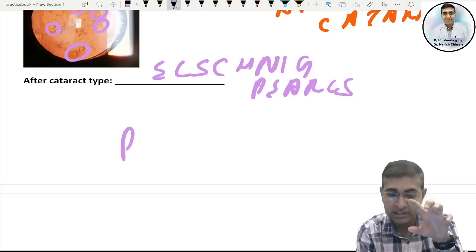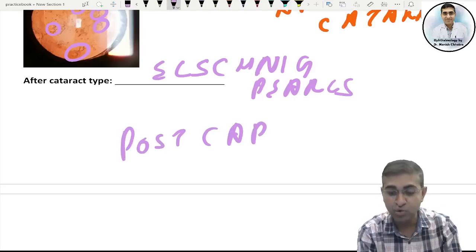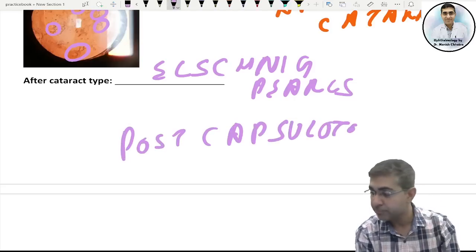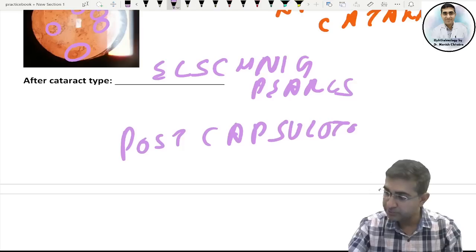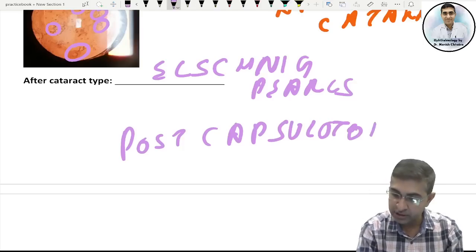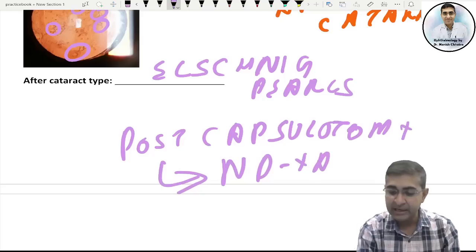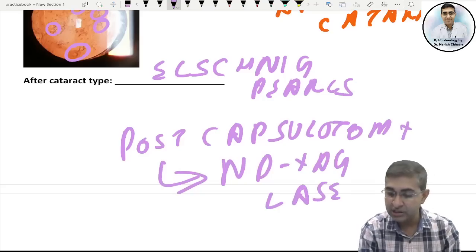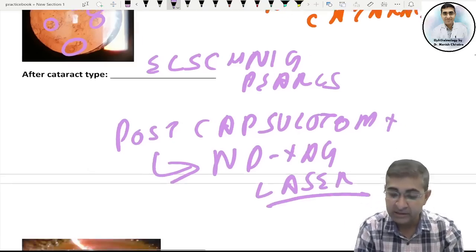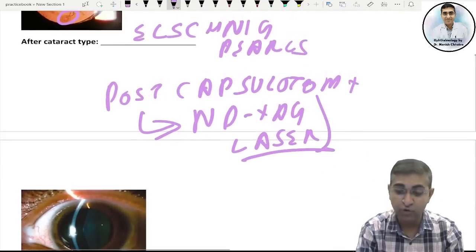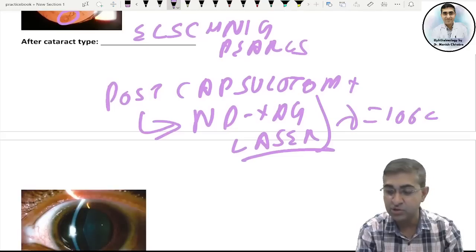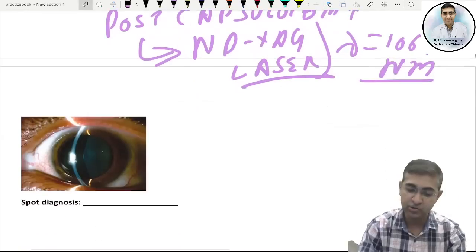So the treatment is posterior capsulotomy. You go for laser posterior capsulotomy. And which laser do you use? ND-YAG laser is used. And what is the wavelength of ND-YAG laser? 1064 nanometer. So these are a few terms.